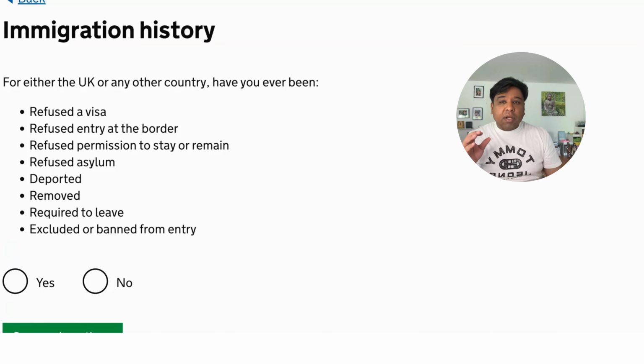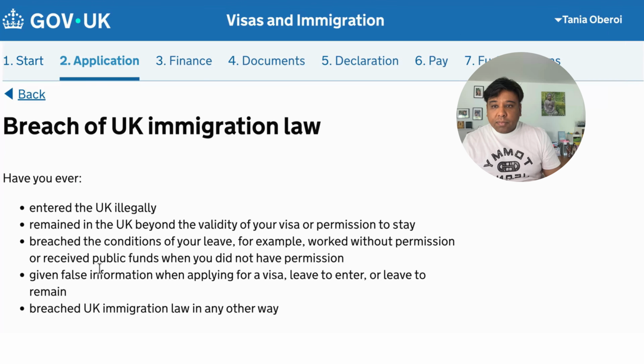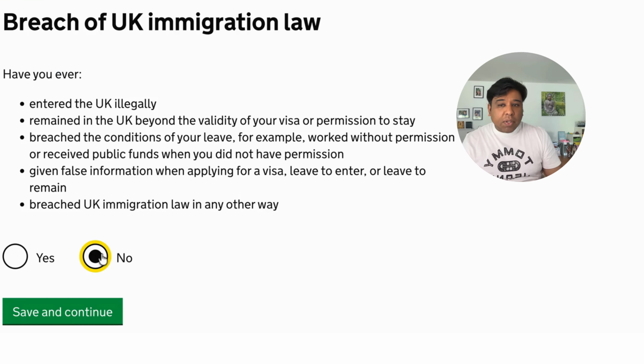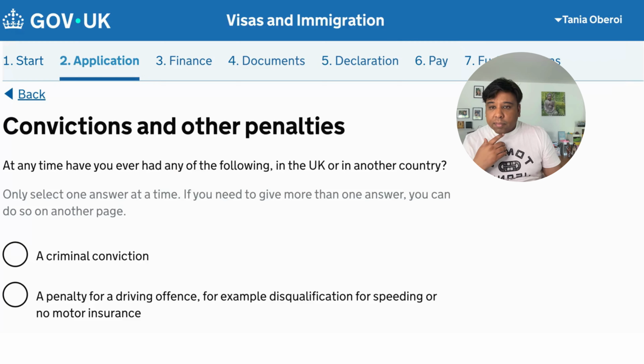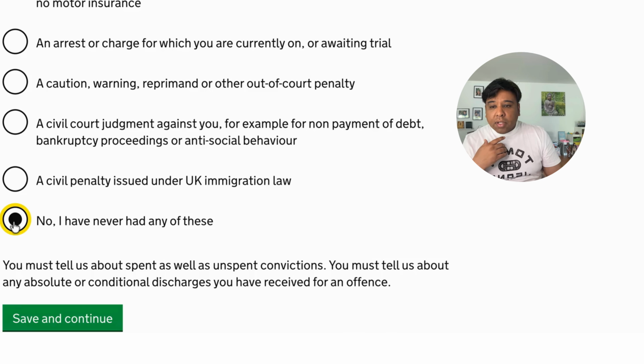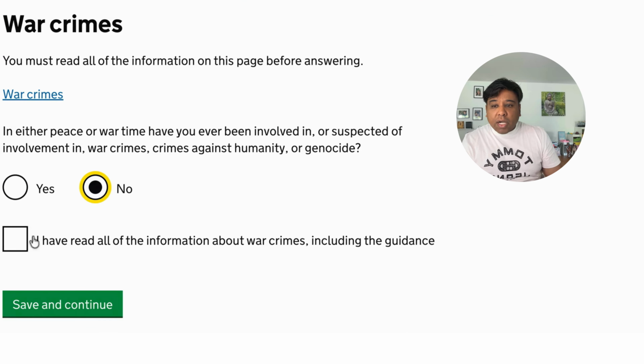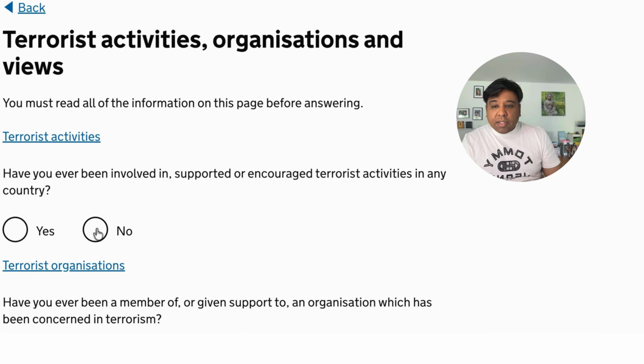Now, have you ever been refused a visa? Extremely important. You must be accurate. If you were refused a visa, deported or denied entry, you need to answer yes and provide the circumstances. For example, sometimes you missed a flight or there were some circumstances. Do not lie here. Be as accurate as possible because they will find out. So the answer is no. Have you breached any UK immigration law? Because you're applying for the first time, the answer is no. Convictions? The answer is no. War crimes? The answer is no. Terrorist activities? The answer is no.